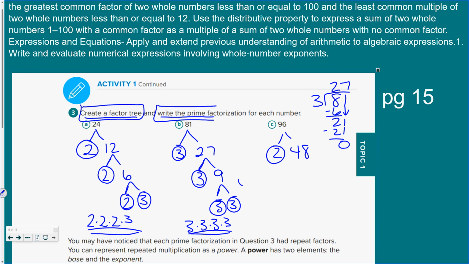Yes. 2 times 24. Can I divide 24 by 2? Yes. 2 times 12. Can I divide 12 by 2? Yes. 2 times 6. Can I divide 6 by 2? Yes. 2 times 3. Now I've got them all written out. See how it lines it all up nice and neat. Now to write my prime factorization is just 1, 2, 3, 4, 5, and the 3 at the end.